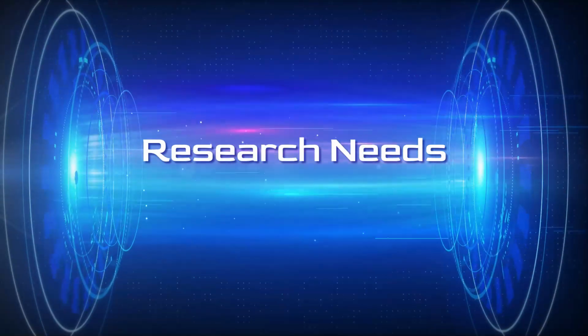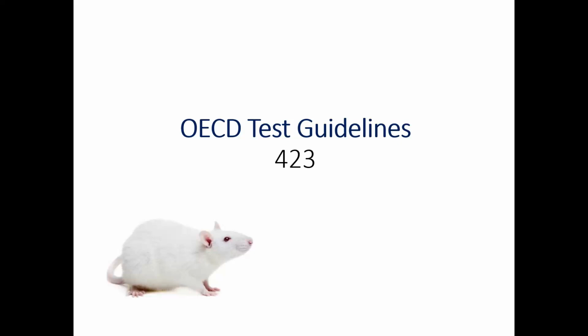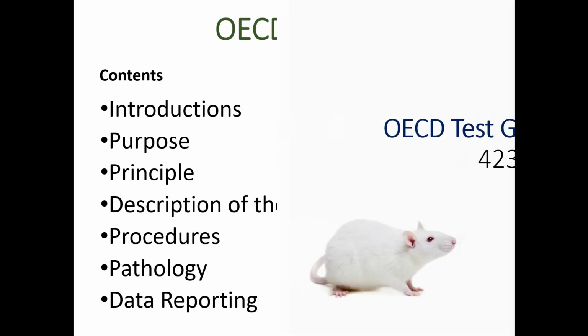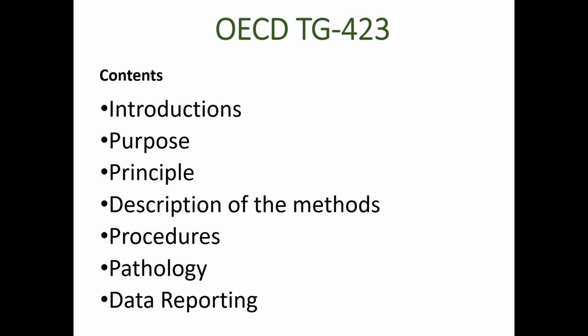In this video, today we will see OECD Test Guidelines 423. Have you ever wondered how scientists determine whether a chemical is toxic or not toxic after a single oral dose? In toxicology, one widely accepted method used for this purpose is OECD Test Guidelines 423, which is also known as the Acute Toxic Class Method. These are the contents: introduction, purpose, principle, description of the method, procedure, pathology and data reporting.